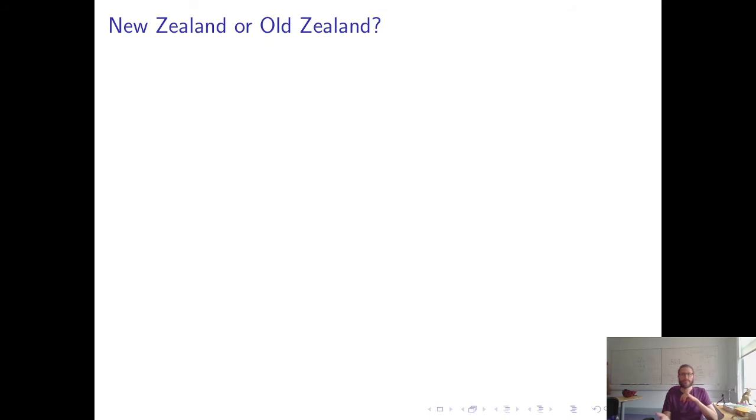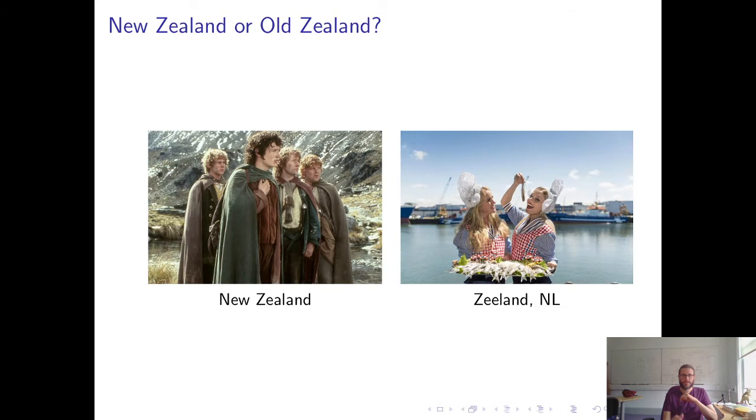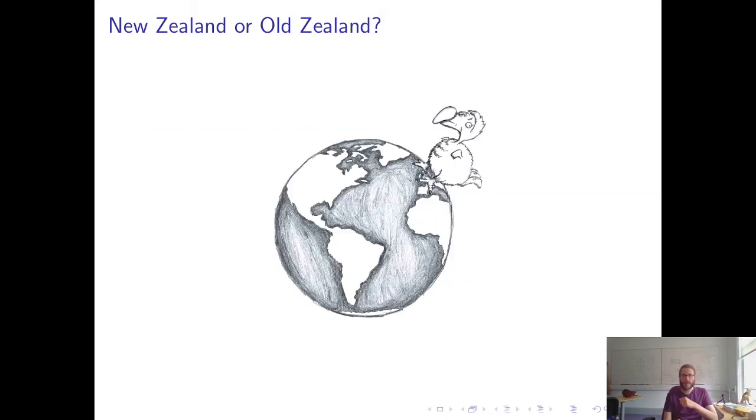Okay, so suppose I ask him, are you in New Zealand or Old Zealand? Right, so what's New Zealand? We all know where that is. That's Middle Earth. Right? Old Zealand, or Zeeland, is a province in the Netherlands, which is actually pretty close to where Dave is in this picture.